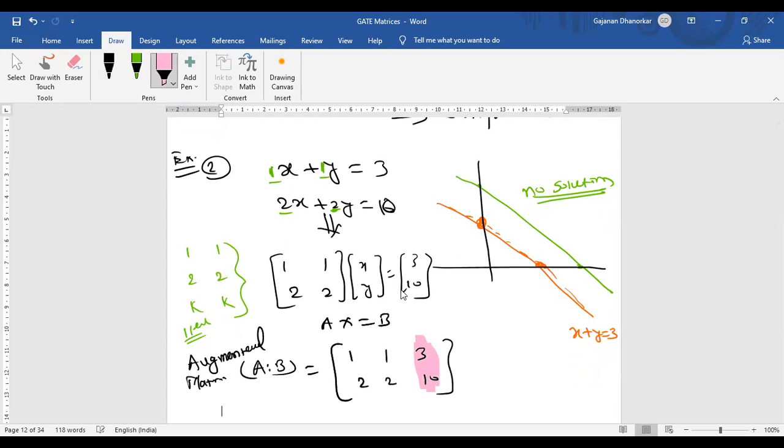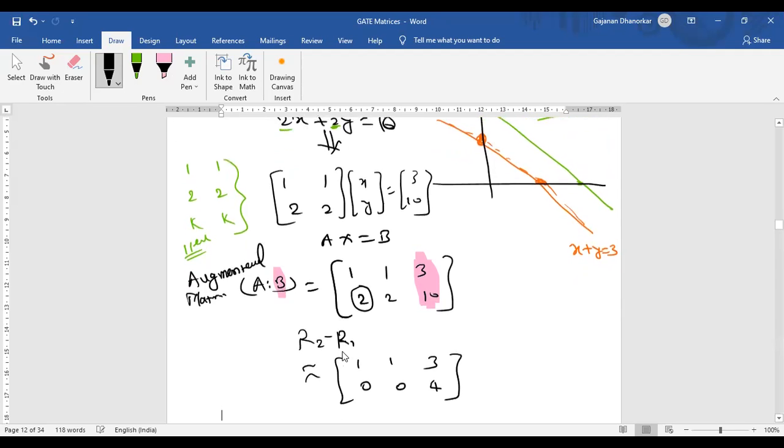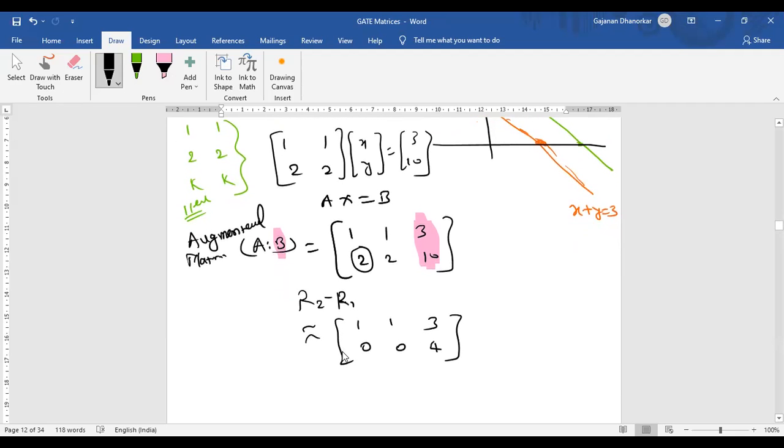That means 10 here. This is the B matrix, and I will insert only the B matrix. Convert into echelon form. To convert into echelon form, I have to make this entry 0. I will write R2 minus R1. We are getting 1 1 0 0 0 0 4. Is it clear? And now this is my echelon form.